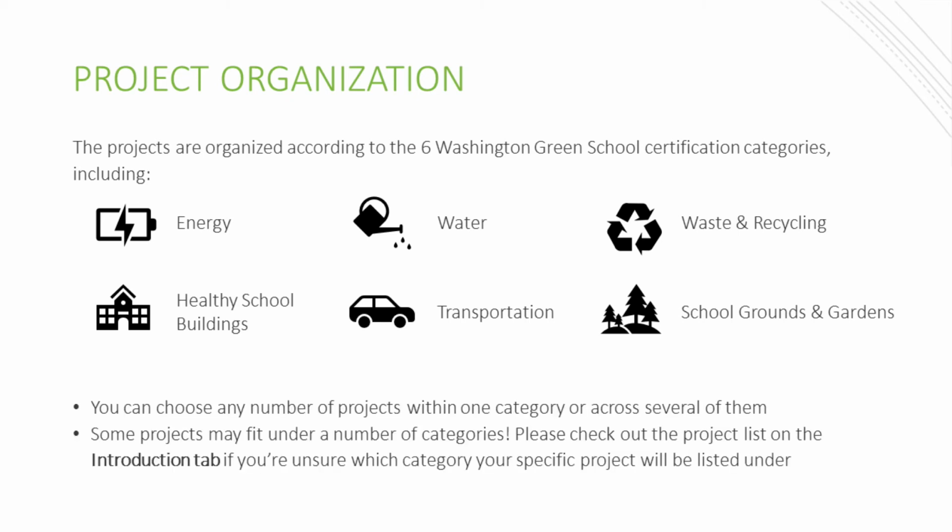You can choose any number of projects. They can all be under one category, or they can be spread across several of them. You may find that your project could fit under a number of different categories, so we have categorized them for you to make it easy. Make sure you check out the project list on the Introduction tab of the Carbon Calculator tool to find which category your specific project will be listed under.